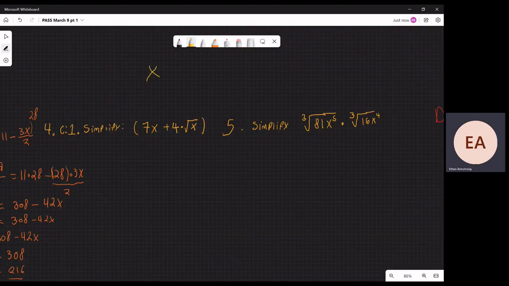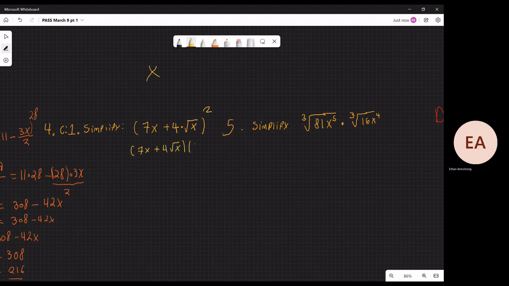All right, next up we have this radical question here. So we have 7x plus 4 root x squared. So what I like to do, I like to just rewrite it as two binomials. And then you just have to remember to multiply each term by each other.